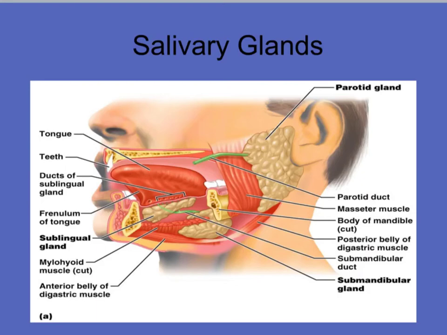So you've got several different salivary glands. The one underneath your tongue is called the sublingual gland. Underneath your jaw, kind of in the jaw muscle, is the submandibular gland. And then you've got the large one, which is at the base of where your jawbone meets your skull, right there behind your ear.